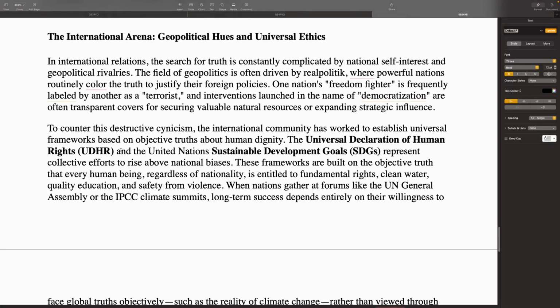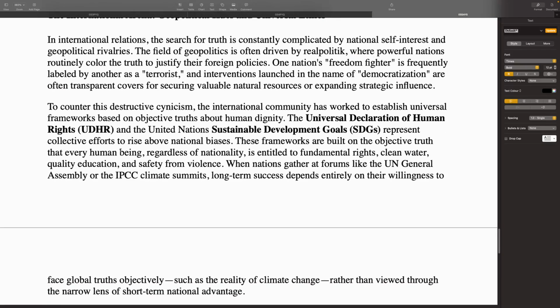The international arena, the geopolitical use of universal ethics. In international relations, the search for truth is constantly complicated by national self interest and geopolitical rivalries. The field of geopolitics is often driven by realpolitik, where powerful nations routinely color the truth to justify their foreign policies. One nation's freedom fighter is frequently labeled by another as a terrorist, and interventions launched in the name of democratization are often transparent covers for securing valuable natural resources or expanding strategic influence.